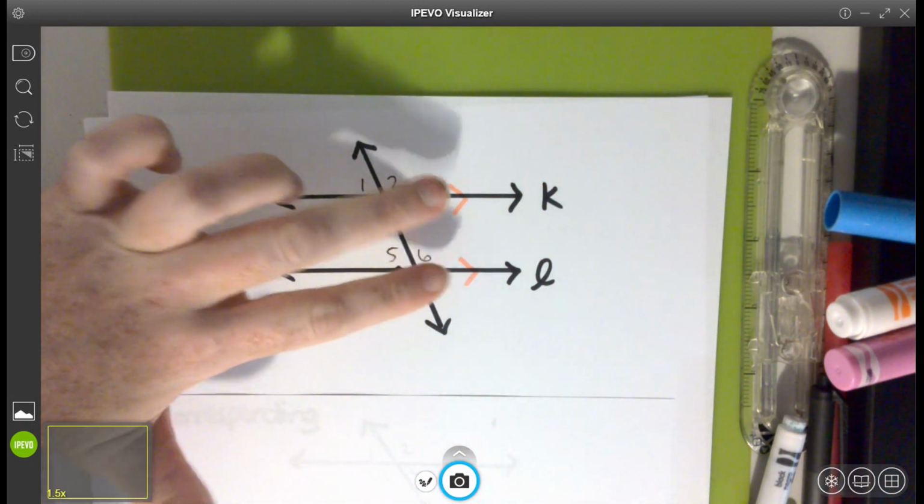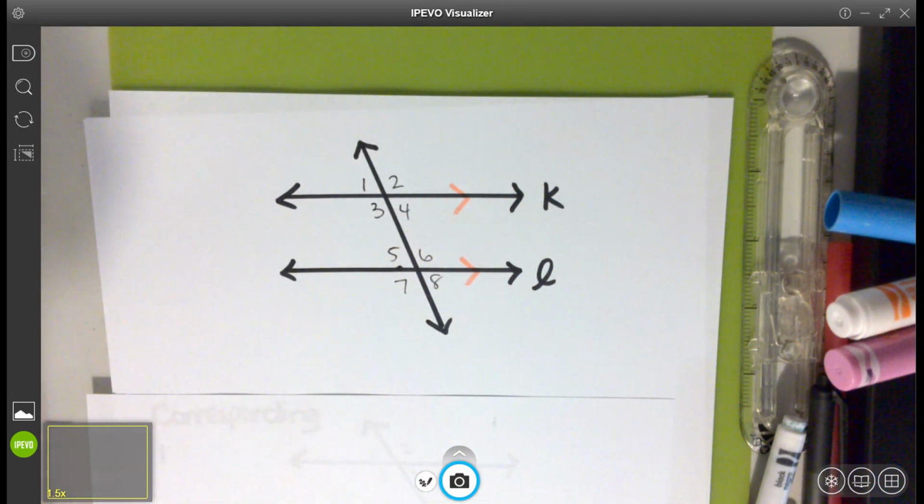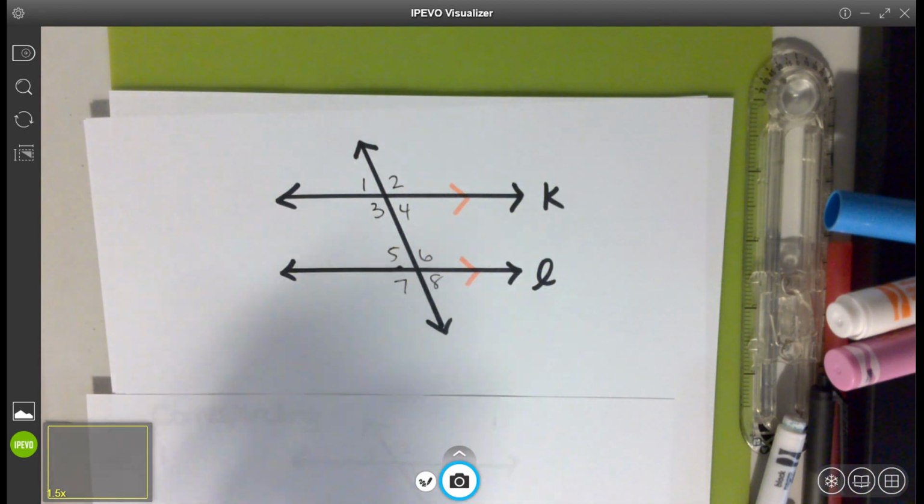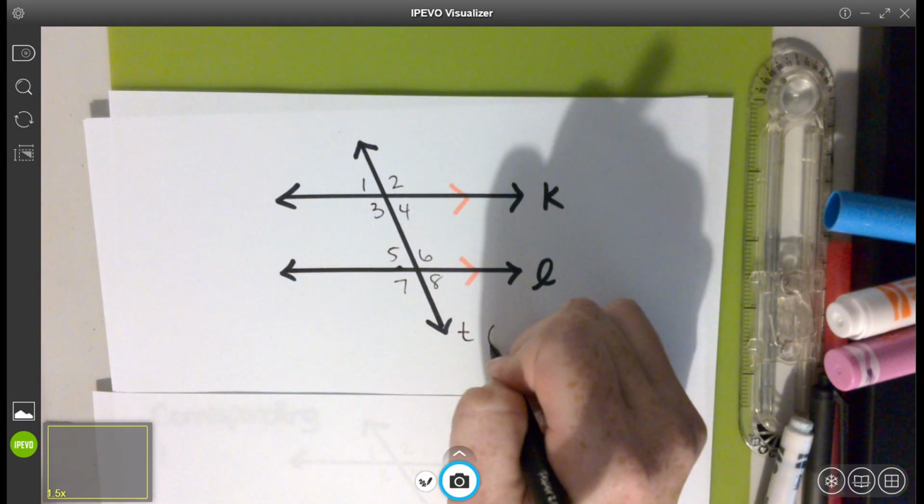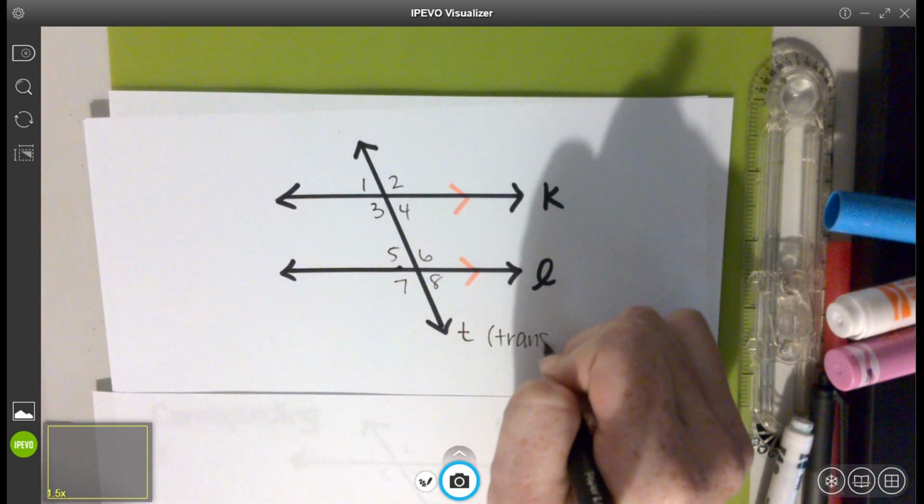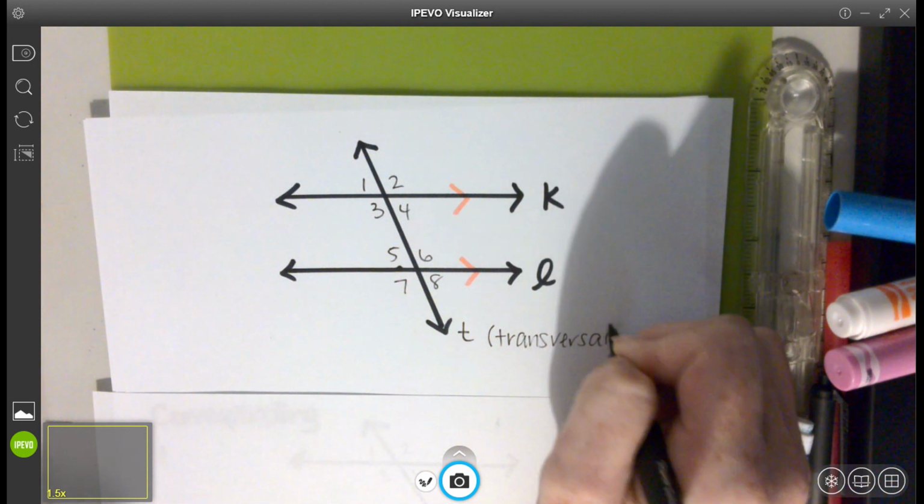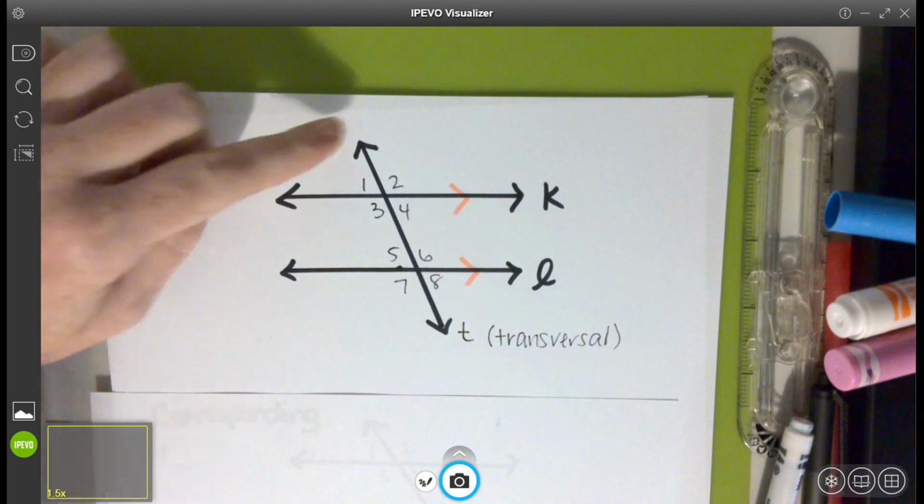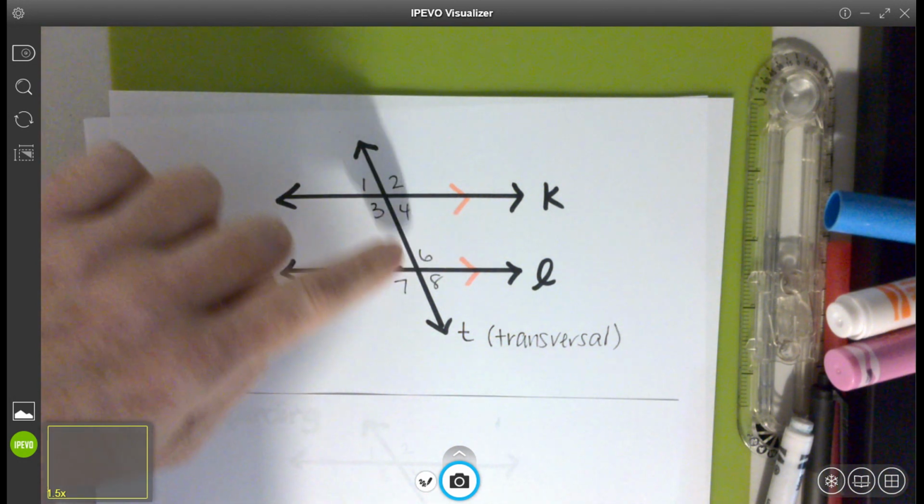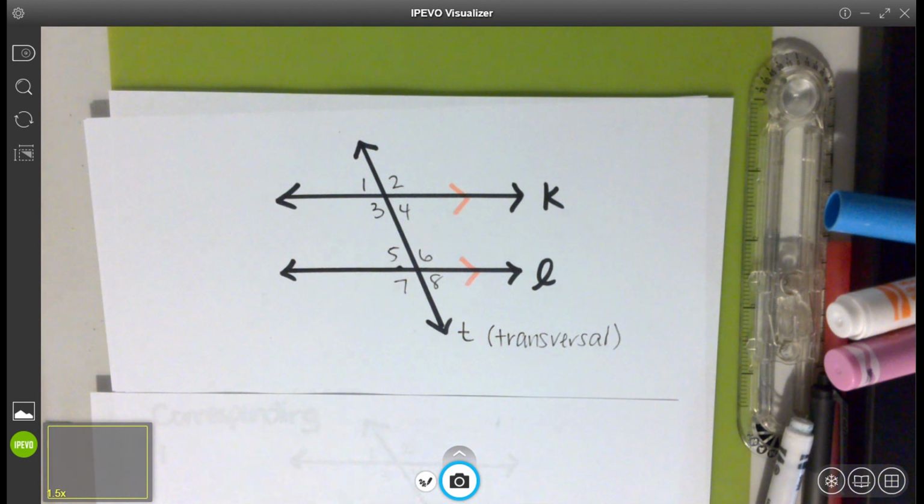Remember, when we have our parallel markings, we can identify that they're parallel quick and easily. The arrows face the same direction. And then my transversal, it cuts through my line, and we label that T for transversal. And you can see that I have 8 angles created due to the transversal cutting across K and L. And we're going to talk about the 8 angles that are created. They are specific special angle relationships to add to our list that we already have.